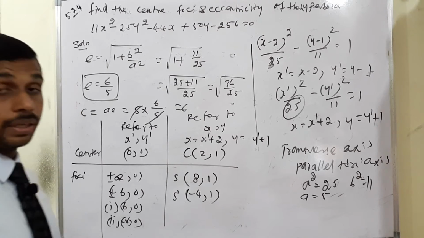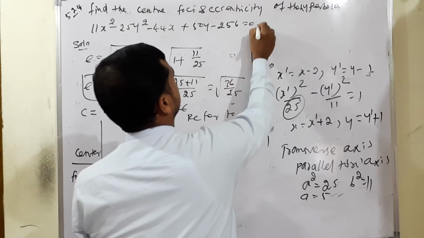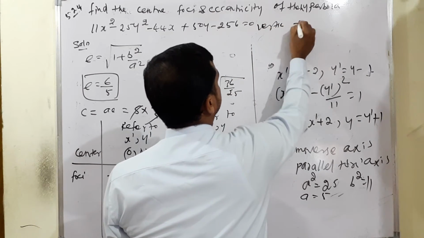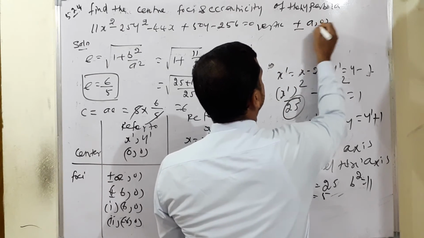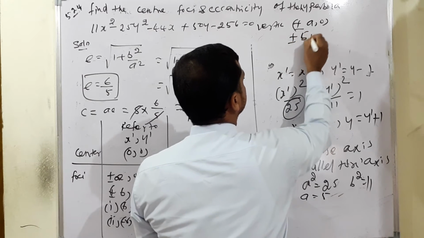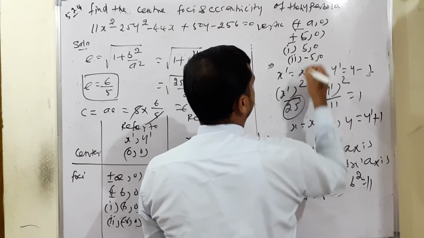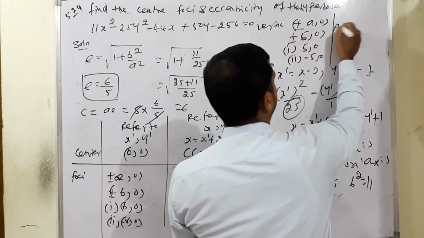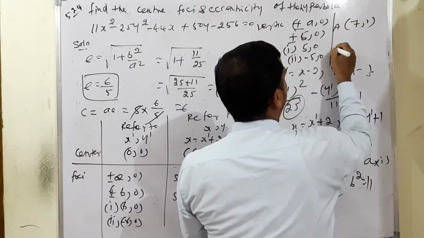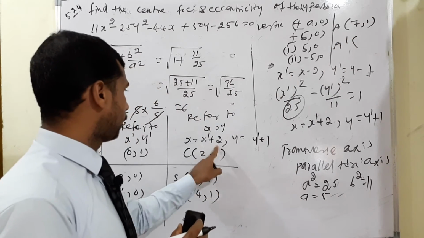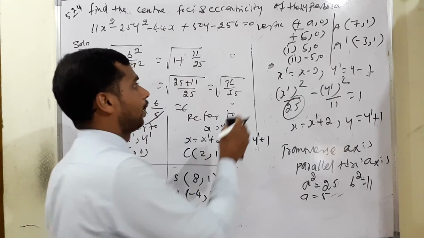Vertices, then only we can draw the hyperbola diagram. Okay. So, vertices. Vertices means plus or minus a comma 0. A value will be 5. So, plus or minus a comma 0 means we can write it as plus or minus 5 comma 0. The first one is positive (5, 0), the second one is negative (5, 0). So, the first one, positive 5 plus 2 is equal to (7, 1). Then a' means negative 5, negative 5 plus 2 means (-3, 1). This is vertices. I am moving to drawing the hyperbola diagram.